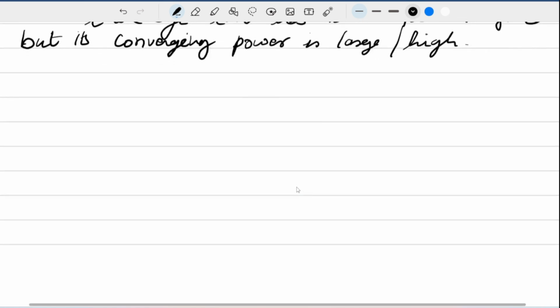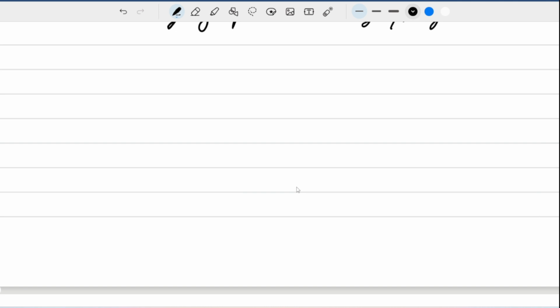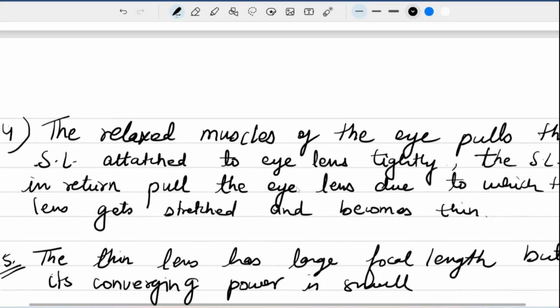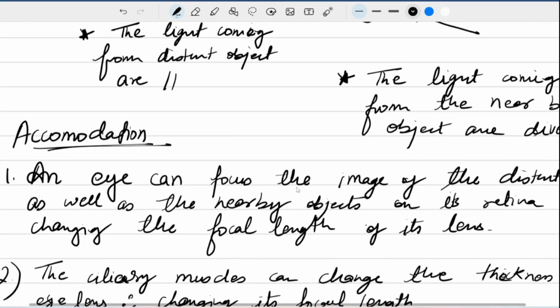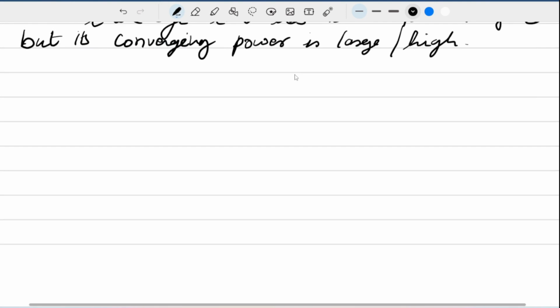Now about the definition of accommodation. So we'll write down the ability of the eye to focus distant object, या फिर जो हमने सबसे पहले लिखा था ना, सबसे पहला सेंटेंस जो लिखा था, the eye can focus image of distant object as well as near object on its retina by changing the focal length of its lens is called accommodation. ठीक है, accommodation में जो पहला सेंटेंस है that I can focus the image of the distant object as well as the nearby objects on its retina by changing the focal length of its lens is known as accommodation.